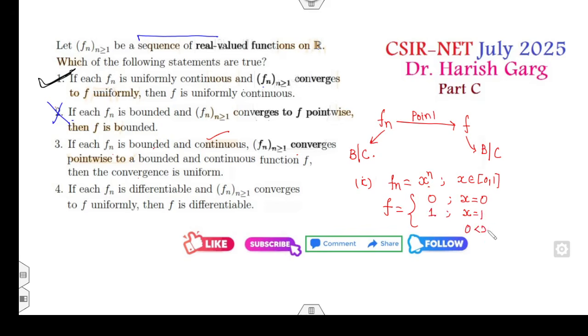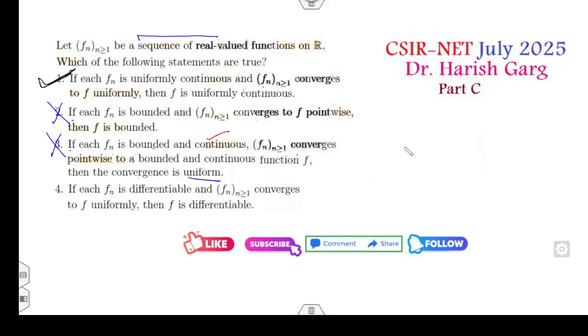If x lies between 0 and 1, the answer is 0. Now clearly this function is not continuous. Although it is bounded, it is not continuous. So once the function is not continuous, it means it is not uniform convergence. Now look at the fourth option.